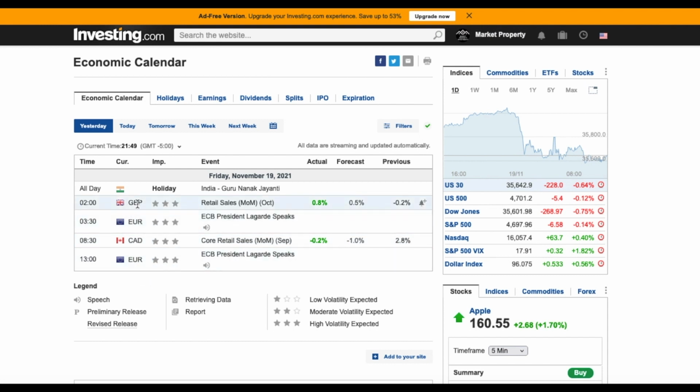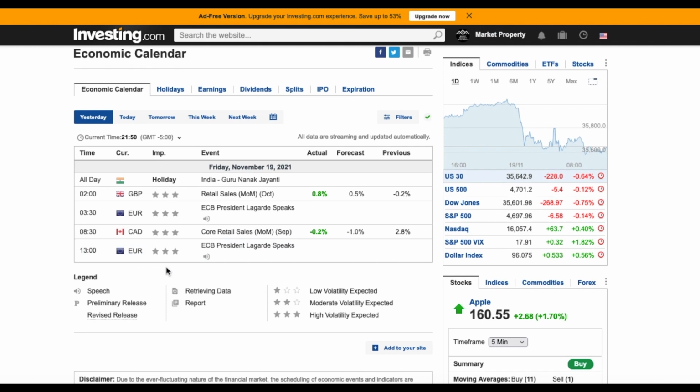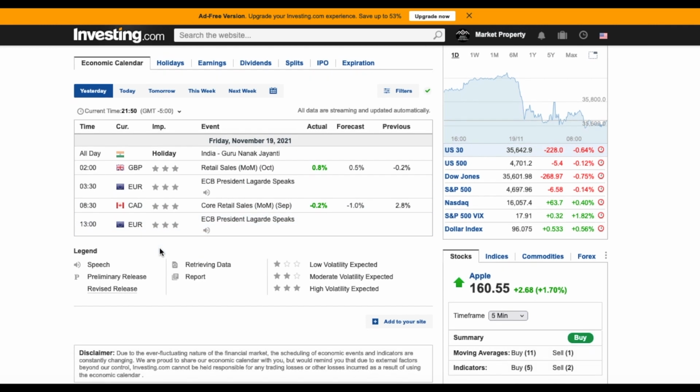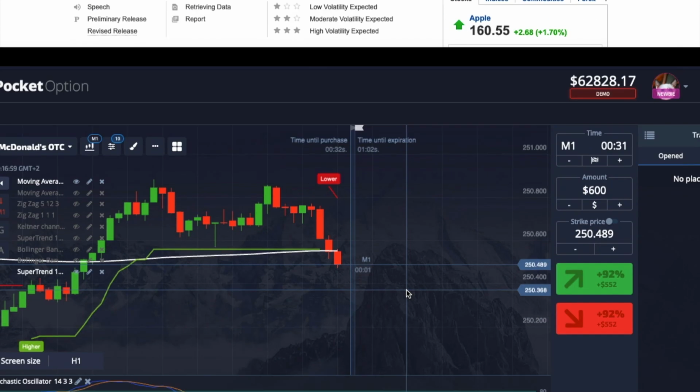And keep in mind too, if you're focusing on just trading the currencies for the entire time for your session, you should always check the economic calendar to find out what the news is in terms of volatility for the currencies that you want to trade.